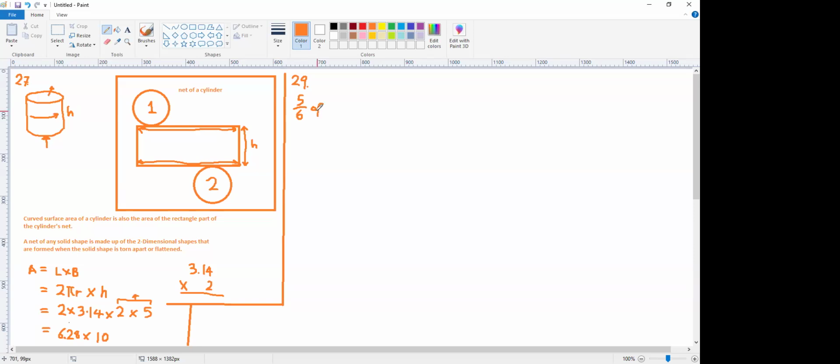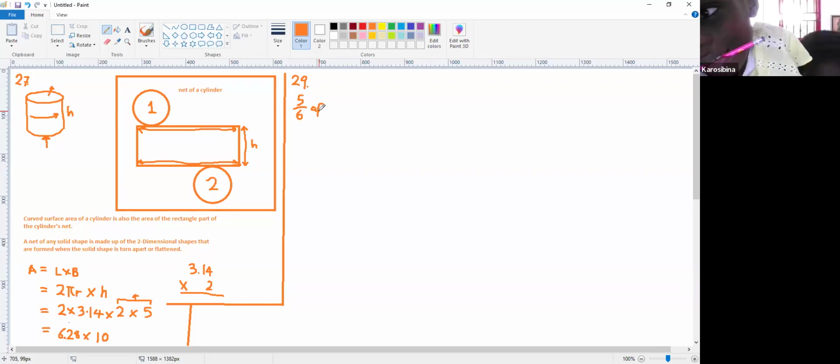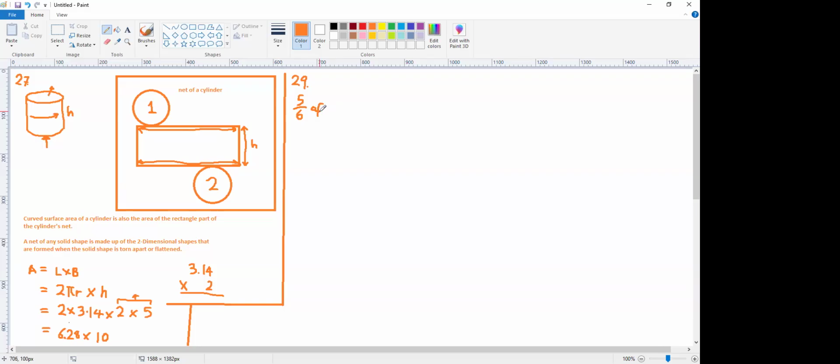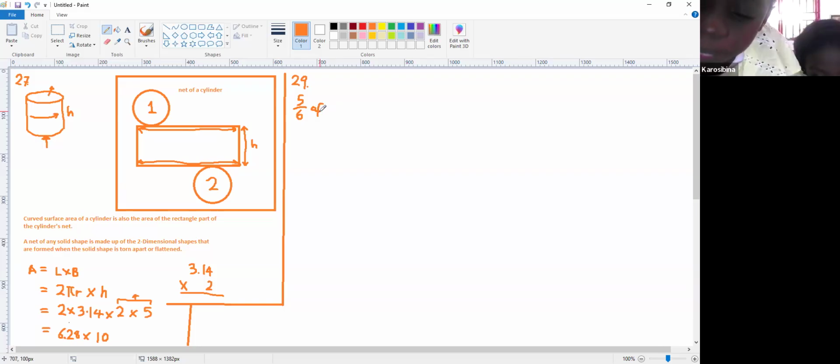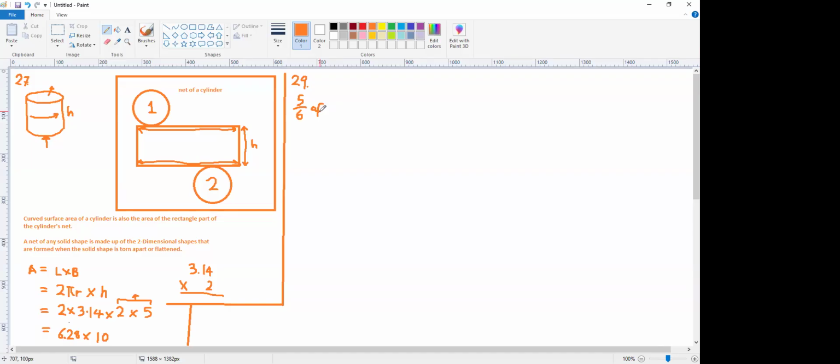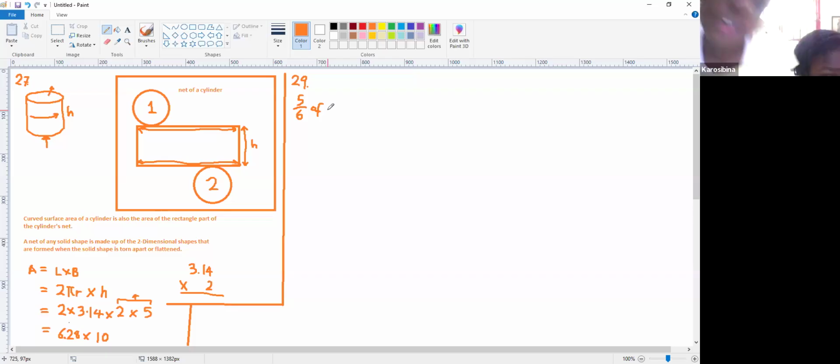Anytime you start with a certain number in a question, what are you supposed to do? Anytime you see a certain number in a question, what are you supposed to do? 5/6 of what? Of 30.